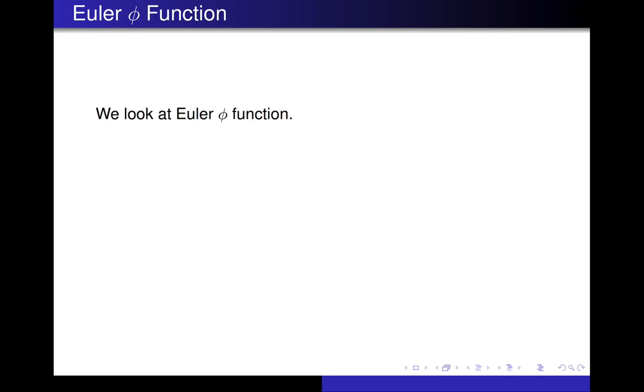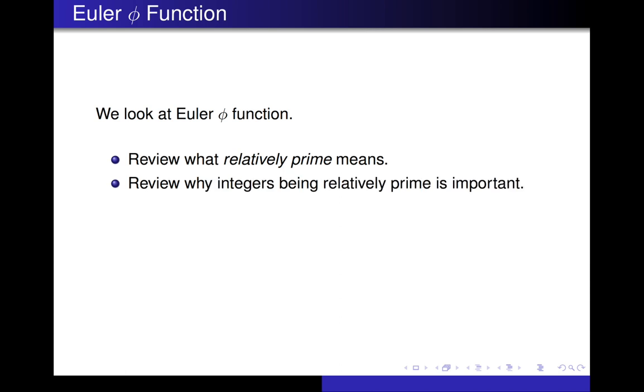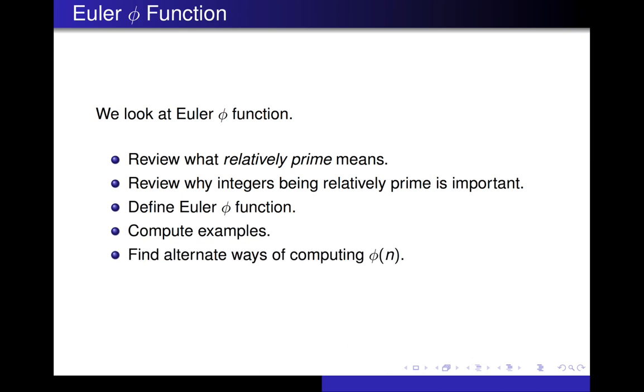Our next math topic that we're going to look at is called the Euler Phi function. Now, before we define what this function is, we're going to review what it means for integers to be relatively prime. Then we're going to review why integers being relatively prime has been important to us in certain contexts that we've seen before. We're then going to define what the Euler function is. We're going to compute some examples. And finally, we're going to find some nice alternative ways of computing phi of n for different values of n.